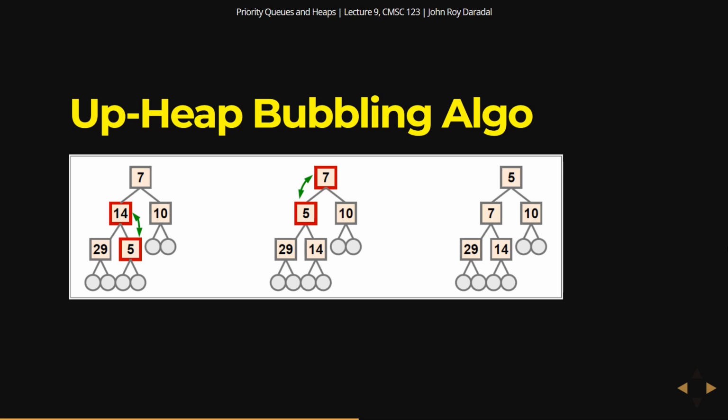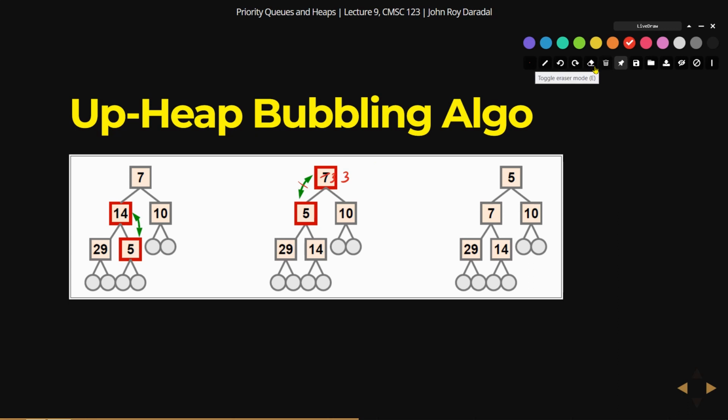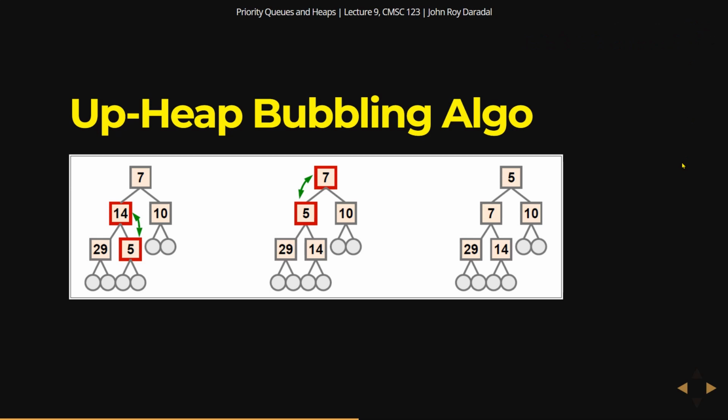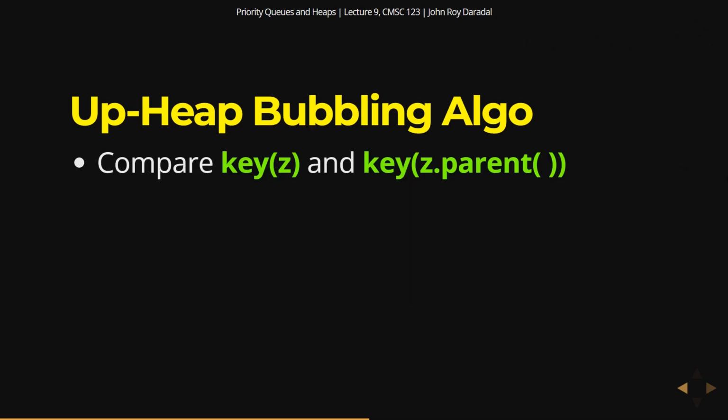If for example, what if this was a 3 here? If we compare 3 and 5, this is already the correct position, so there's no need to swap anymore. Okay, so yeah, we only swap if it violates the min heap order. Okay, so these are the steps.